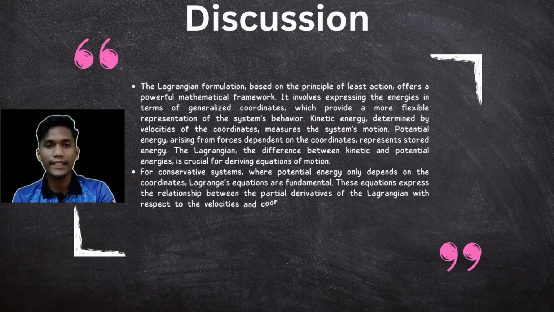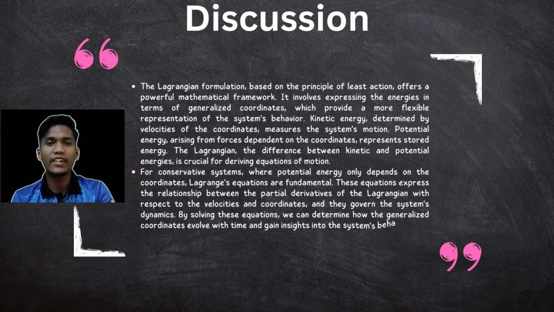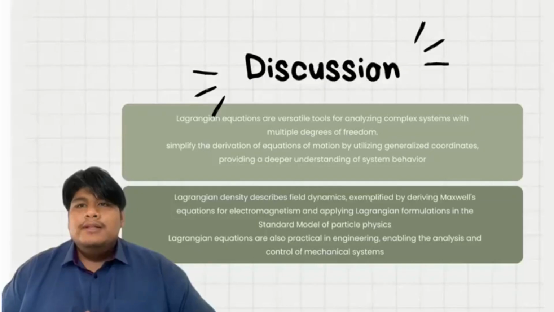For conservative systems, where potential energy only depends on the coordinates, Lagrangian equations are fundamental. These equations express the relationship between partial derivatives of the Lagrangian with respect to the velocities and coordinates, and they govern the system dynamics. By solving these equations, we can determine how generalized coordinates evolve with time and gain insights into the system's behavior. Lagrangian equations are a versatile tool for analyzing complex systems with multiple degrees of freedom.